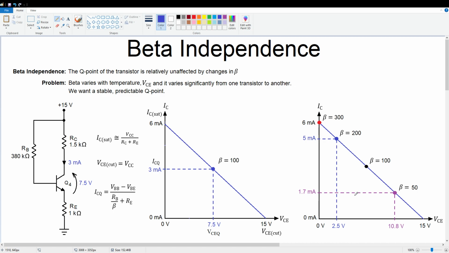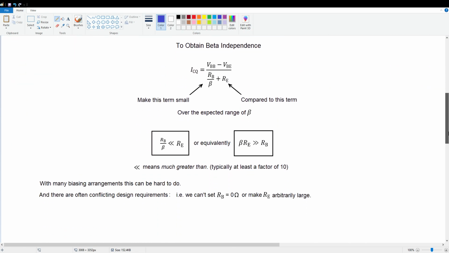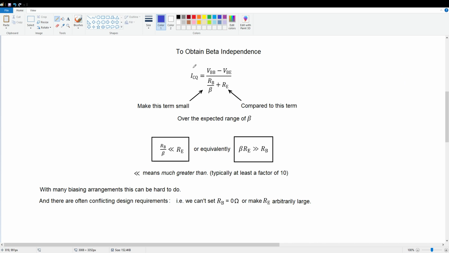Okay, now what can we do to fix this problem? Because we don't want to be hand selecting transistors for some particular beta. That's just not practical. Well, here's what we're going to do. Let's take a look at this equation for ICQ. These IC sat and VCE cutoff are totally independent of beta anyway, so it doesn't affect them. But this one does. So let's take it down here on the next page.